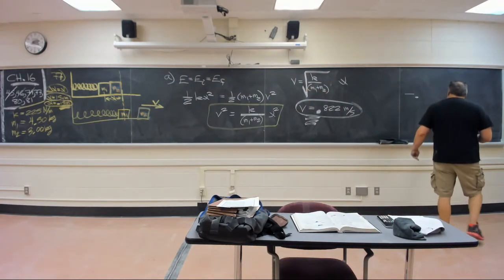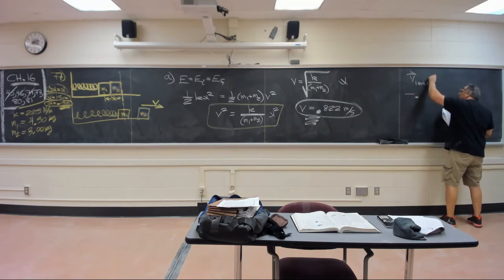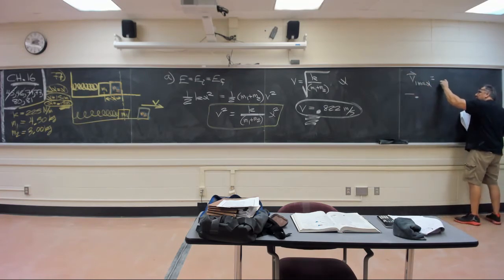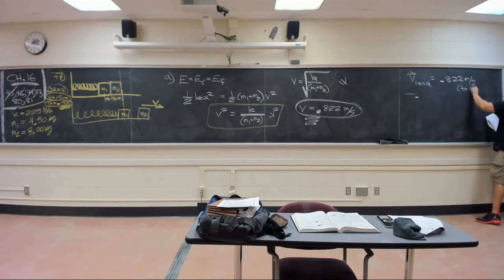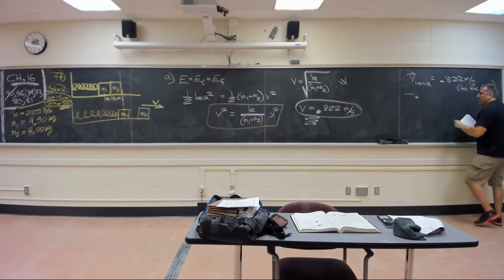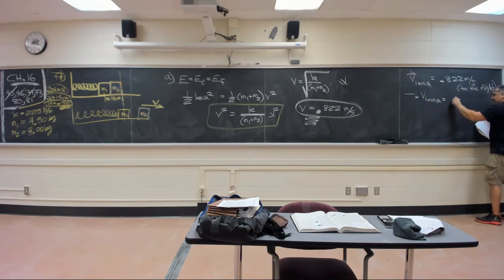So V1 max when it was going to the right was 0.822 meters per second to the right. Negative V1 max is negative 0.822 meters per second. That means when it's going to the left, coming back.